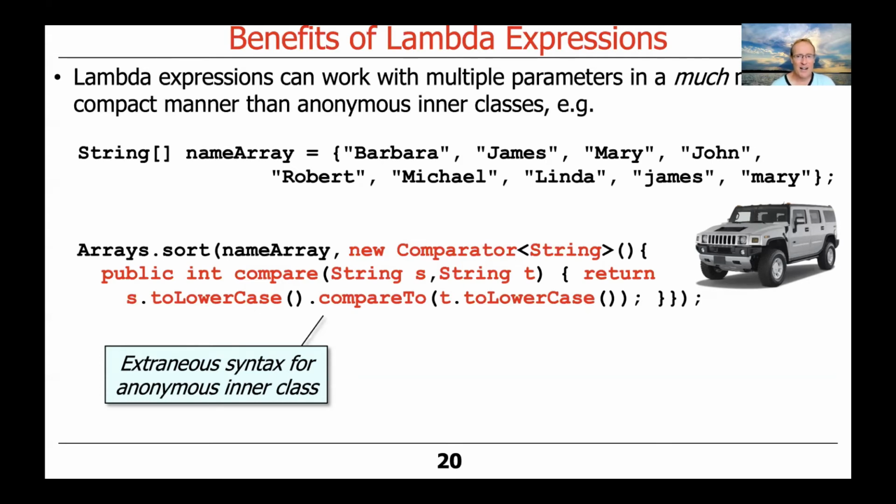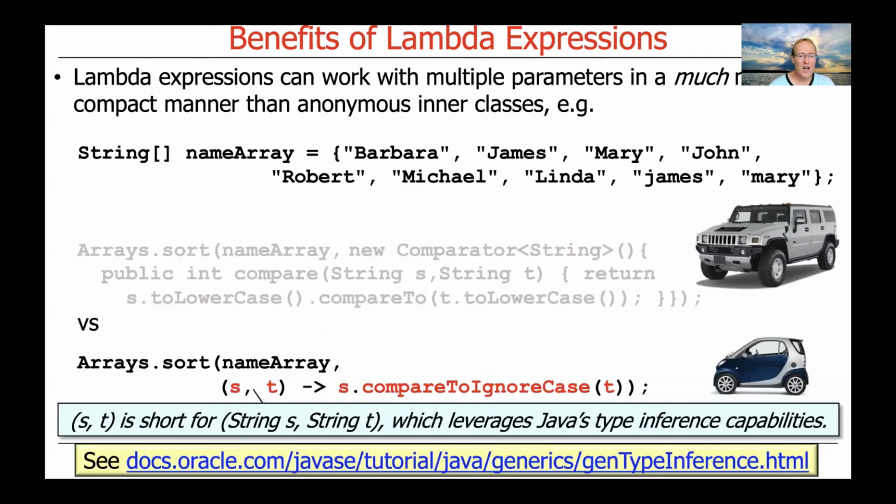I think about it like a gas guzzling Humvee. It's way overloaded for what you might need it to do. If you just want to drive to school and park, you probably don't need a Humvee. So in this case, I'm not even going to try to explain it to you. It's just a lot of syntax that's doing the anonymous inner class. Let's contrast that with how to do this with a Lambda expression.